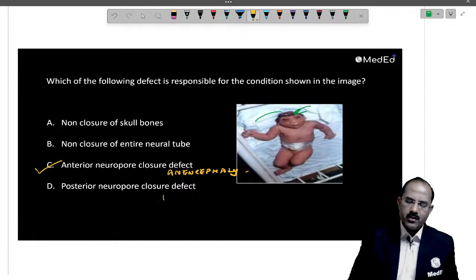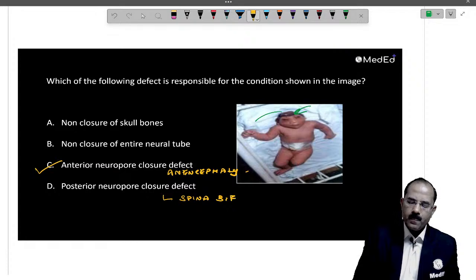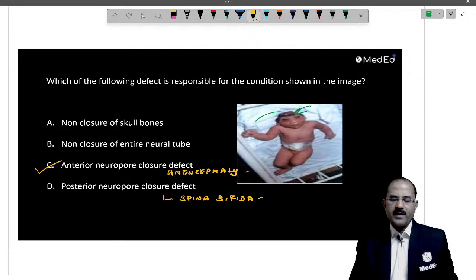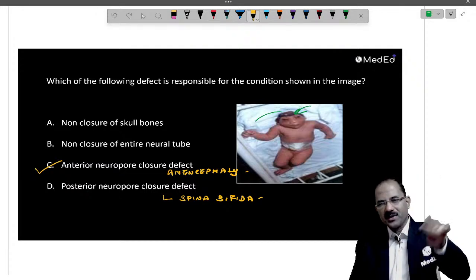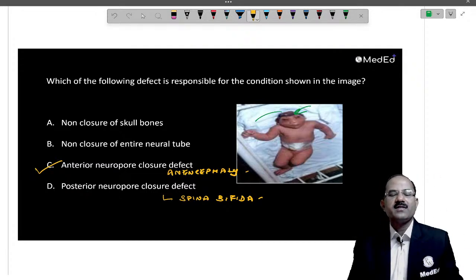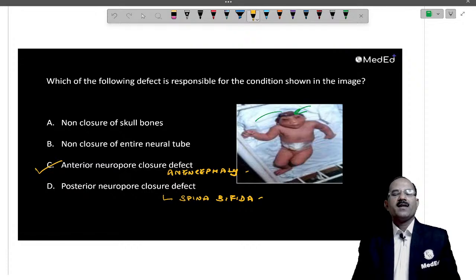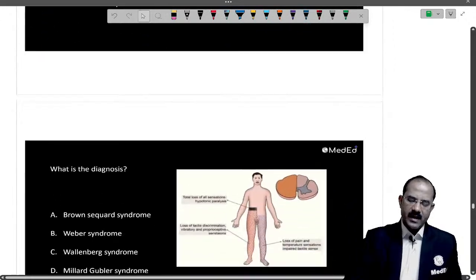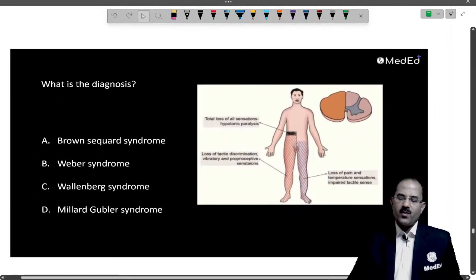If the posterior neuropore does not close, it results in spina bifida. So anterior neuropore does not close, anencephaly. Posterior neuropore does not close, it results in spina bifida. Okay, are you all understanding this? The answer is anterior neuropore. So answer this. What is the diagnosis?